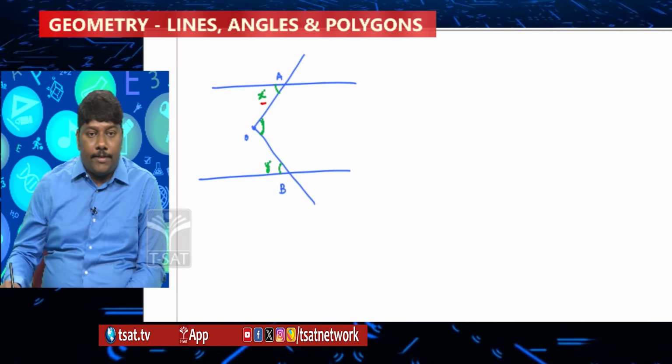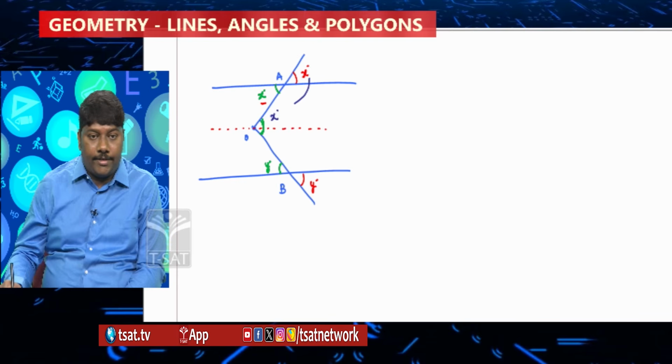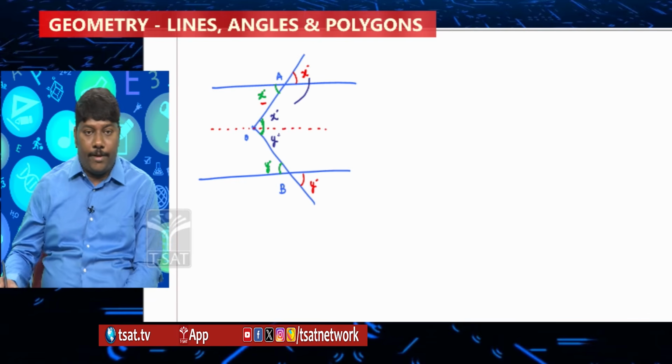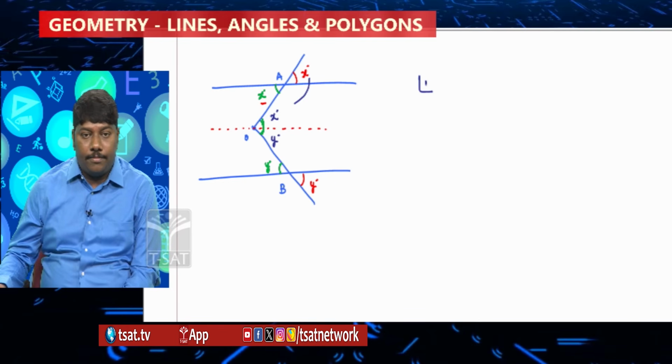See here, angle X, vertically opposite angle, X degrees, vertically opposite angle, Y degrees. Draw an imaginary line here. We can say these two are corresponding. Therefore, this is angle X. If it is Y, these two are corresponding, therefore it is Y. Now what is angle AOB? It is X plus Y degrees.